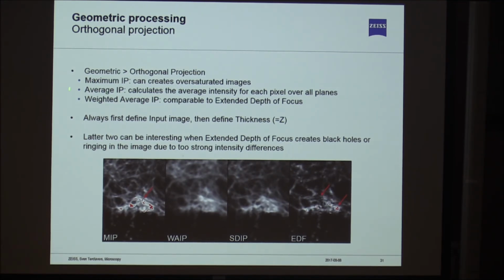The average and the weighted average can sometimes give you nicer images than the extended depth of focus. If there are large intensity differences within the image, the extended depth of focus might give you black holes in the image or striping. And this can be prevented by using average or weighted average. So here, for example, you see in the MIP in red are the oversaturated parts. Also in the extended depth of focus, you can have some oversaturation, but much less. But I don't know if it's visible nicely, you can also have some black holes involved, which is not the case in the other two.